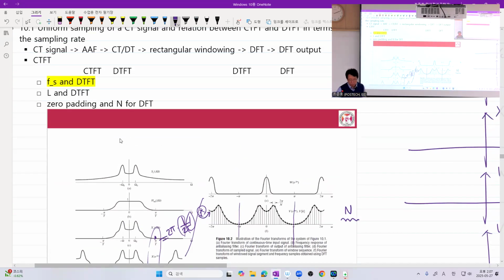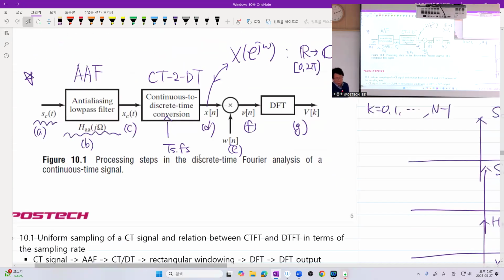Sometimes, as this says, our window function, we assume that w of n is 0 for n less than 0 and greater than or equal to L. So the window function has at most the duration capital L, possibly non-zero.